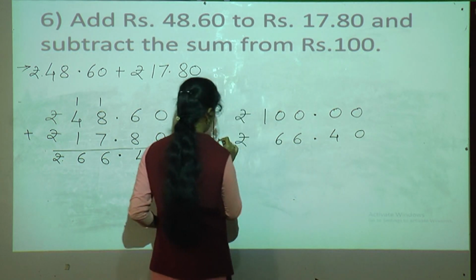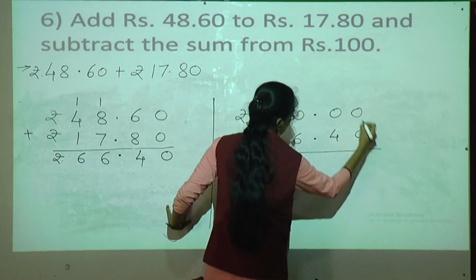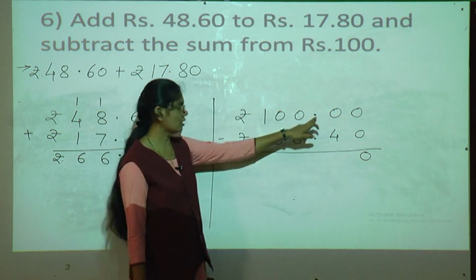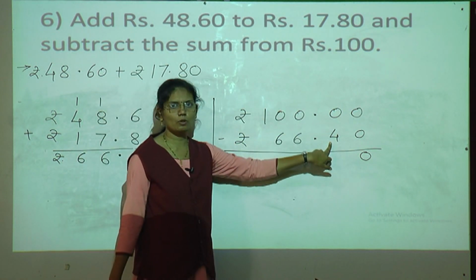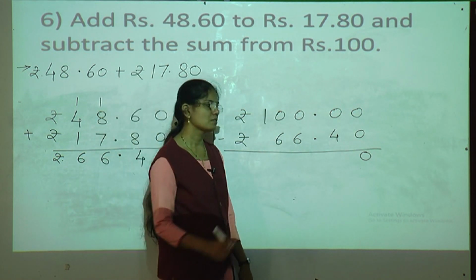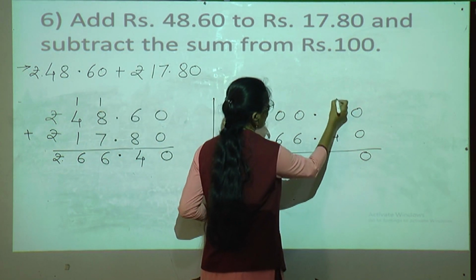66.40. 0 minus 0, 0. Now see here, 0 minus 4. Can we do 0 minus 4? No. Then what will we do? We will just cut this 0 and write it as it is.